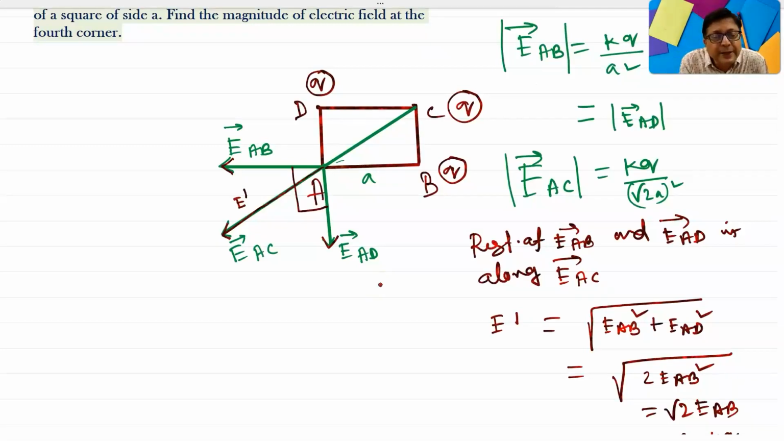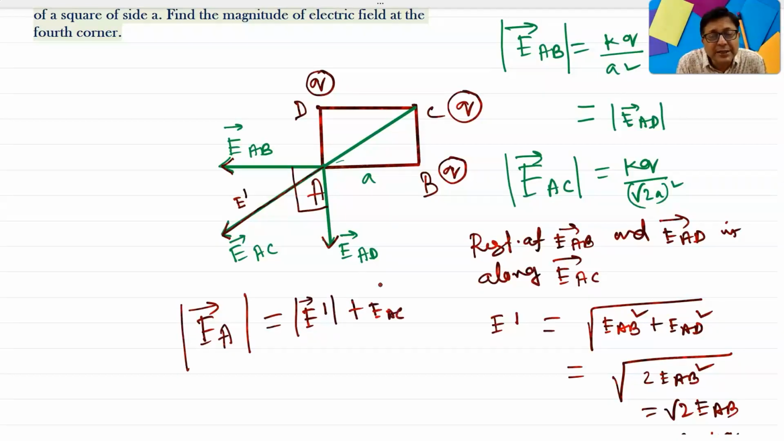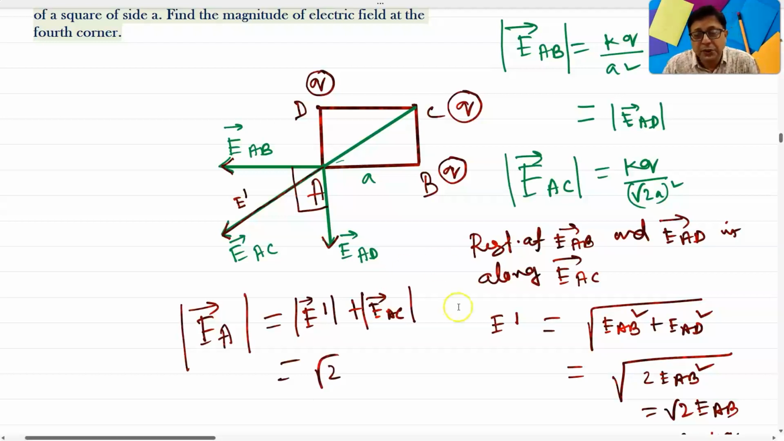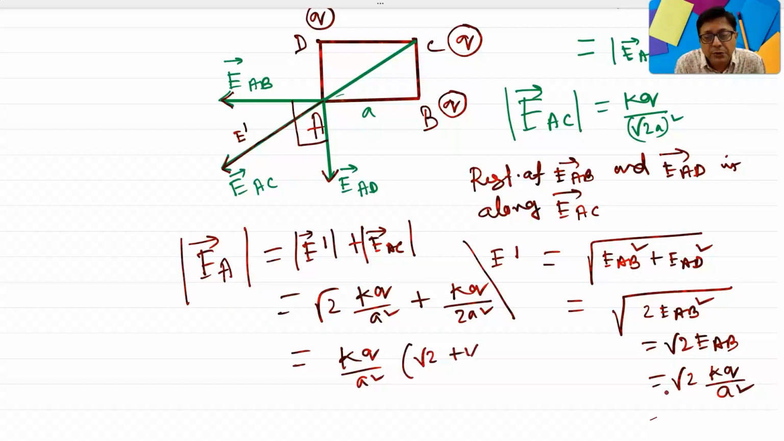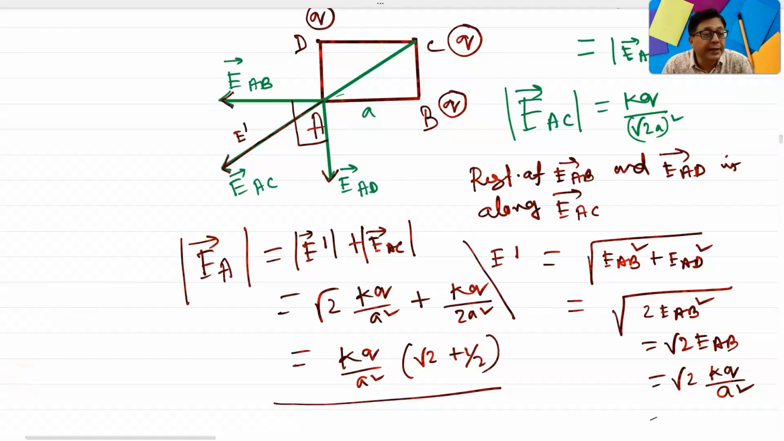So the resultant electric field at A, EA magnitude, will be E dashed plus EAC, because they are acting in the same direction, they will be added. E dashed is root 2 into KQ by A square, as we found. This plus EAC, that is KQ by 2A square. You add these two, KQ by A square common, root 2 plus 1 by 2 is the resultant electric field at the point A. Okay.